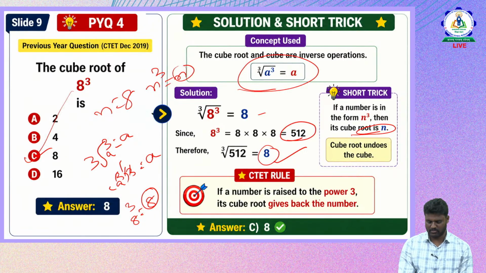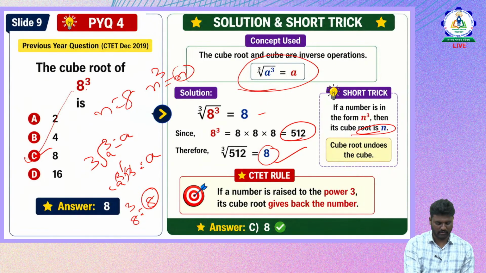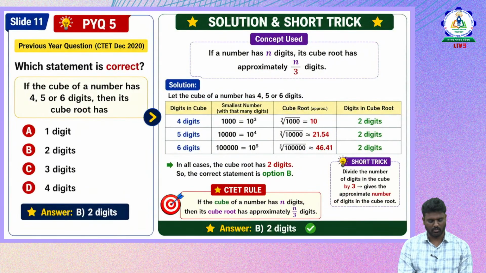If a number is raised to the power of 3, then the cube root always gives back the number. Based on this concept, we are confirming that the answer for the given question is 8. Now, next question: which statement is correct?